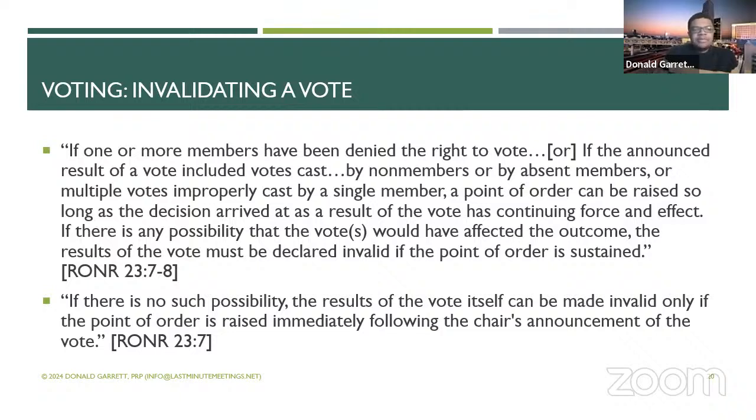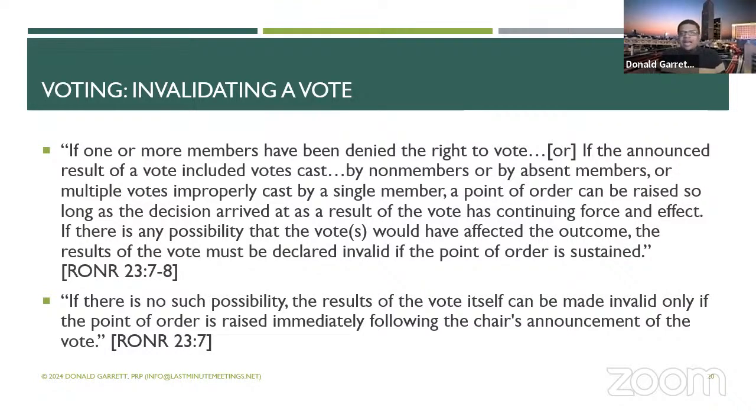Something to watch out for when you're doing your electronic voting is thresholds, if someone wants to try to invalidate your voting. Section 23 in Robert's deals with points of order. Within those points of order, it talks about things like people being denied the right to vote, non-members voting, or people casting multiple votes, right? The same thing can happen during an electronic meeting. If you look at that section, it talks about the timing of when you can make your point of order. If there's a possibility that the outcome would have been affected, you have to declare the vote invalid, right?